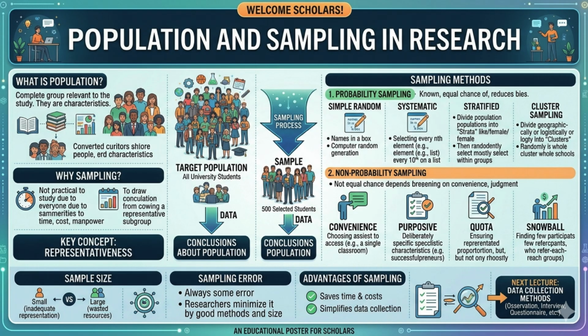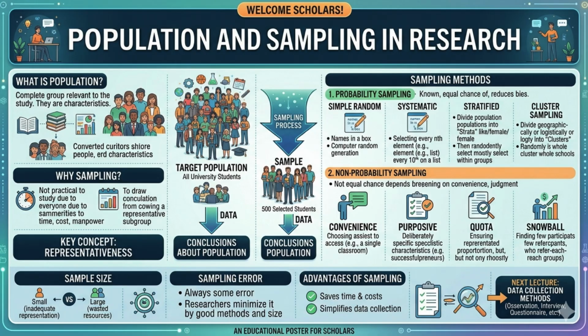Sampling methods are generally divided into two broad categories: probability sampling and non-probability sampling. Let us first discuss probability sampling. In probability sampling, every member of the population has a known and usually equal chance of being selected. Because selection is based on random procedures, probability sampling reduces bias and increases the likelihood that the sample will represent the population accurately. One common type of probability sampling is simple random sampling.